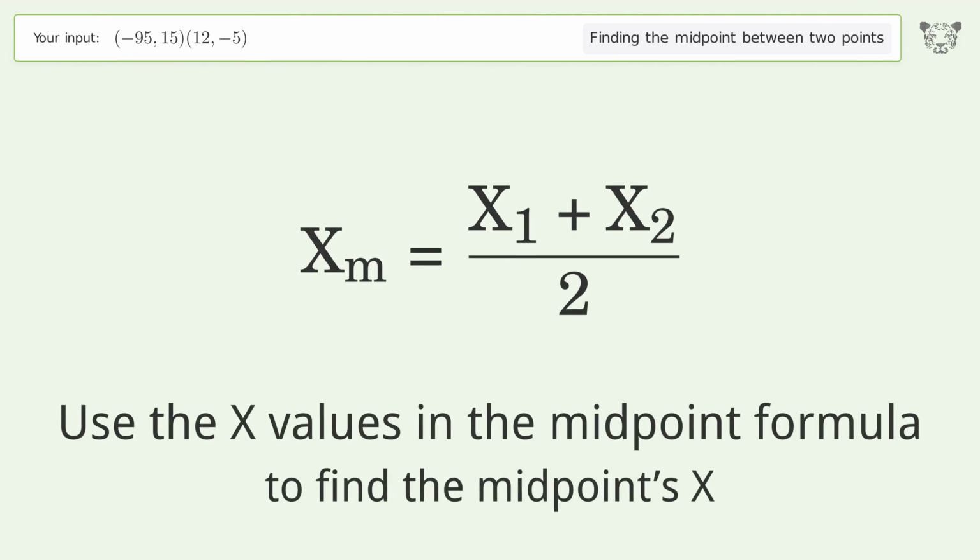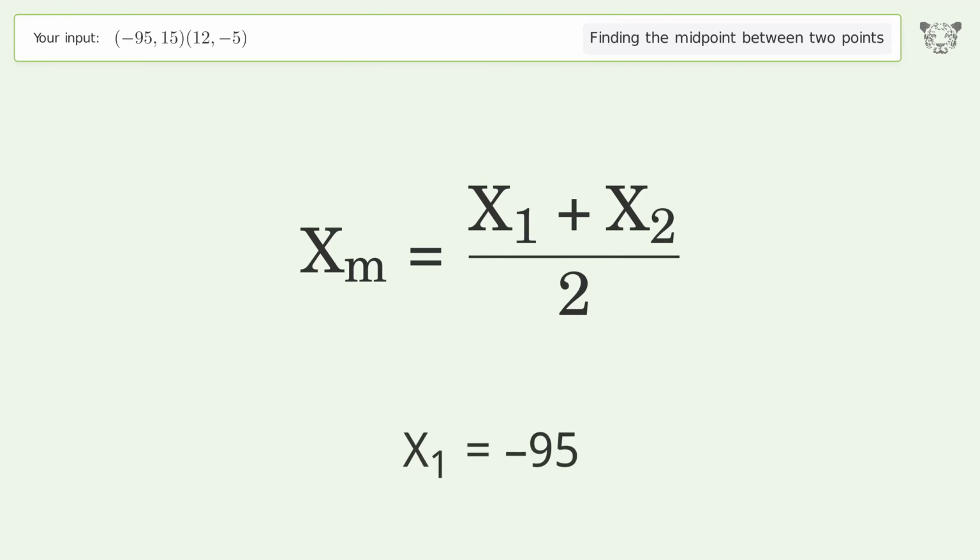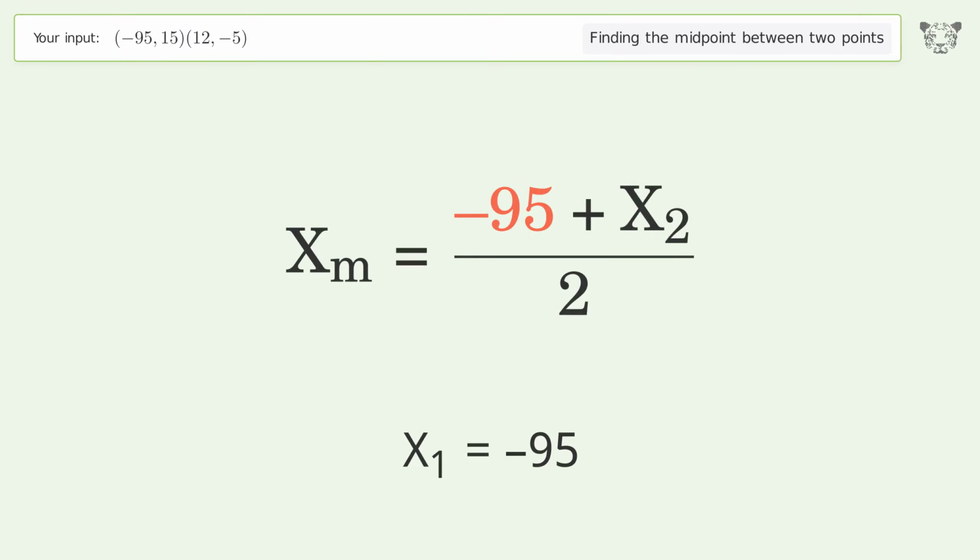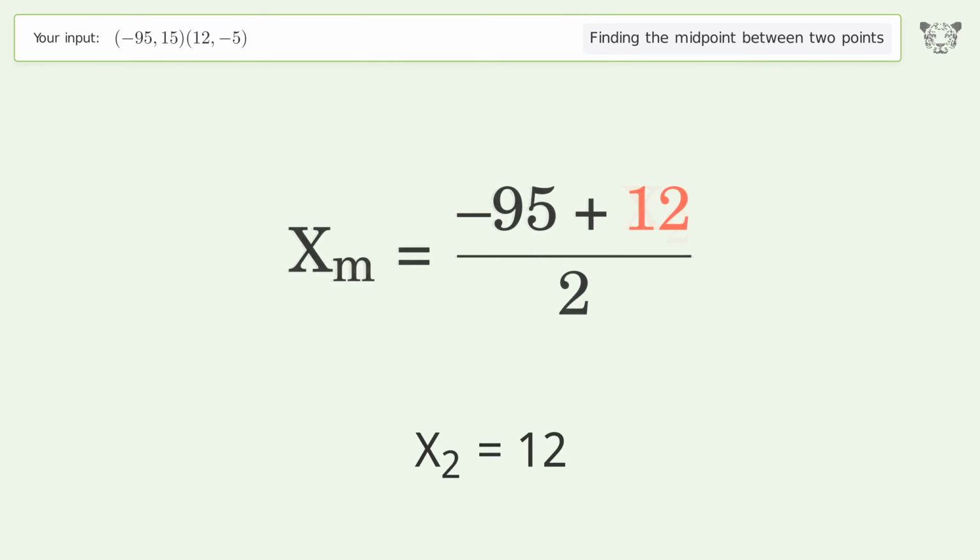Use the x values in the midpoint formula to find the midpoints x. x1 equals negative 95. x2 equals 12. Simplify the arithmetic.